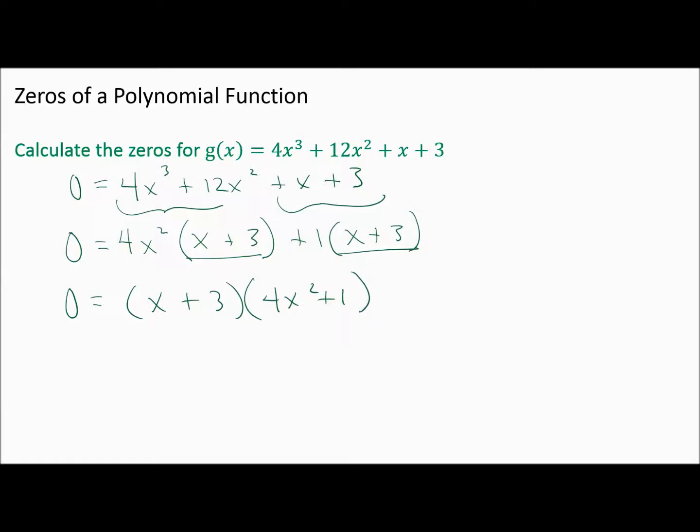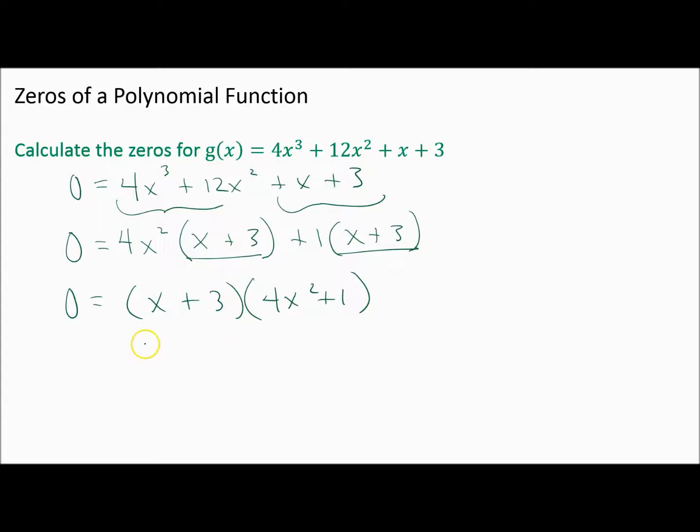You would factor more if possible. X plus 3 is linear, so it's x to the first power. It's not going to factor further. 4x squared plus 1 is a square, so it's a possibility that it would factor further. But it's what we call a sum of squares problem, and that does not factor further.